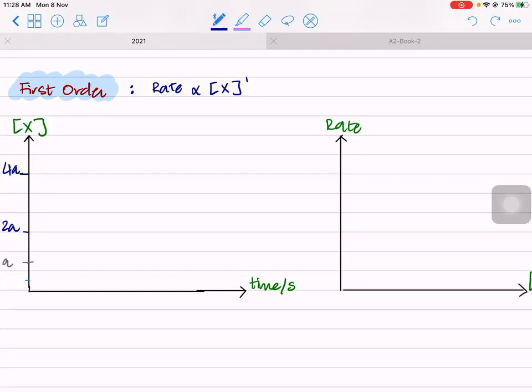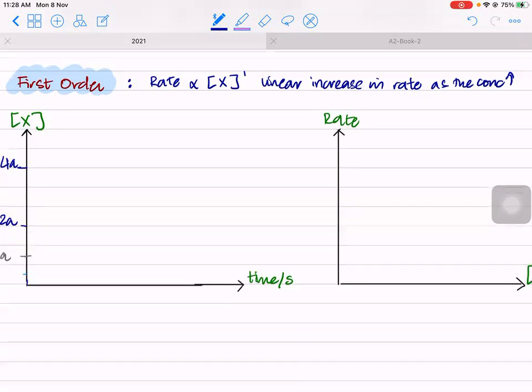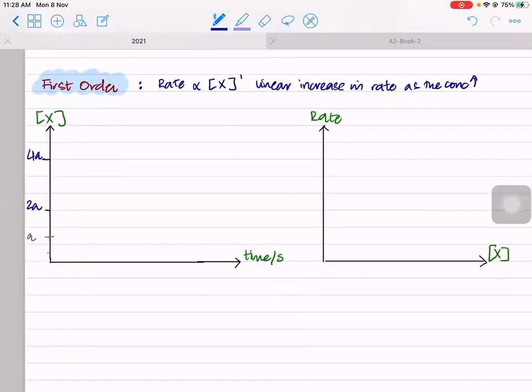So can I say order 1 means that there is a linear increase in rate as the concentration increases. So rate and concentration are related linearly. If you double the concentration, rate will double. If you halve the concentration, rate will halve. Clear? Let's see the rate concentration graph.